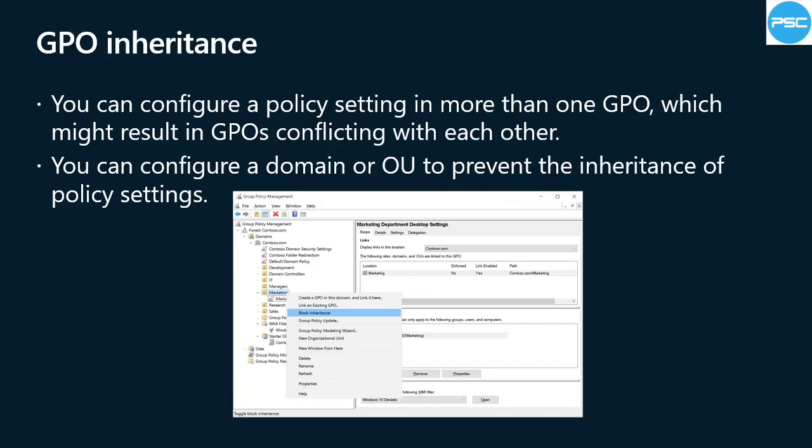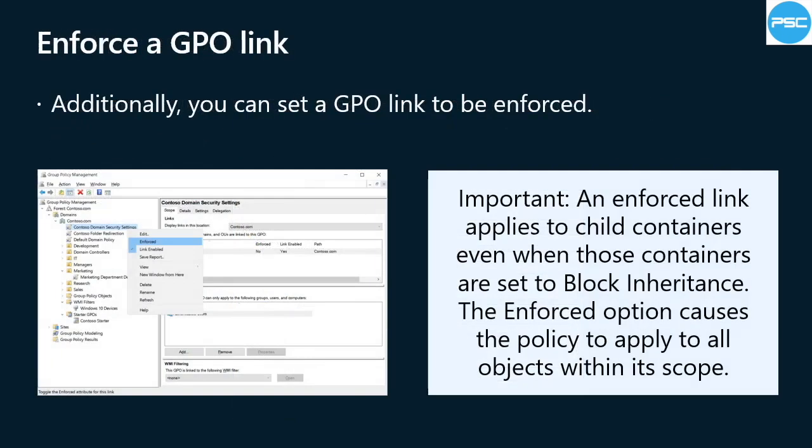With security group filtering, you can carefully scope a GPO so that it applies to only the correct users and computers in the first place, making it generally unnecessary to use the block inheritance option. You can set a GPO link to be enforced. To enforce a GPO link, right-click or access the context menu for the GPO link in the console tree, and then select Enforced from the shortcut menu.